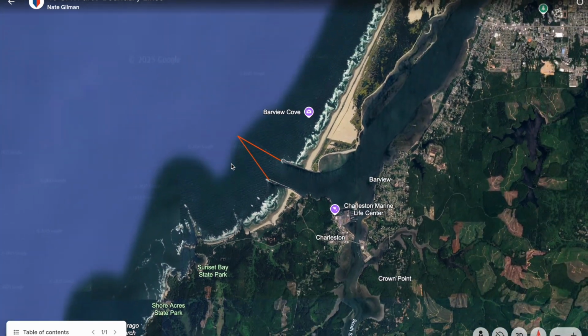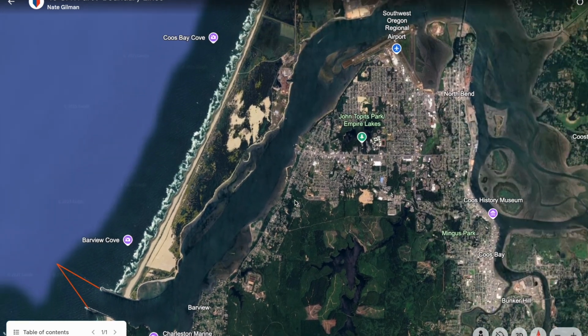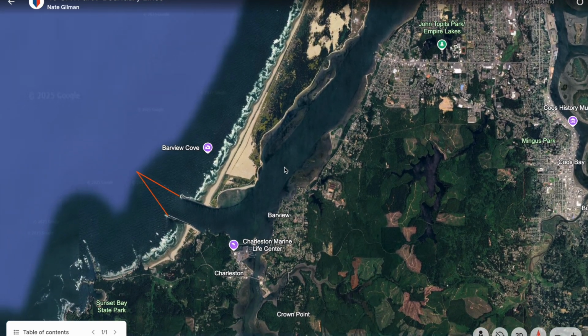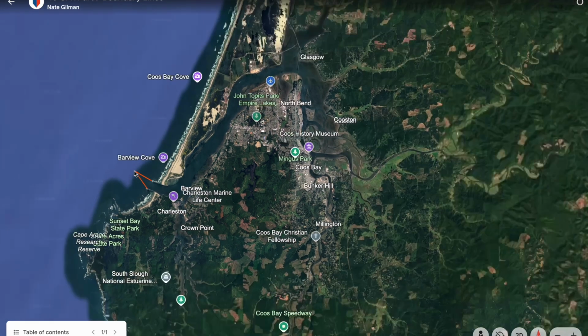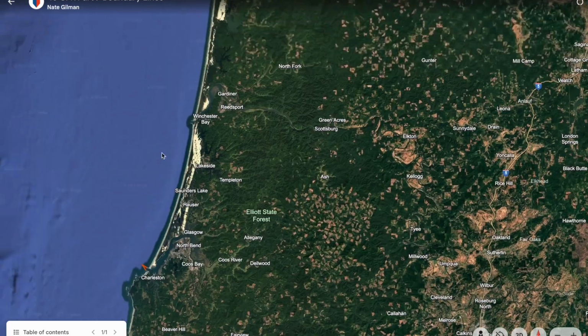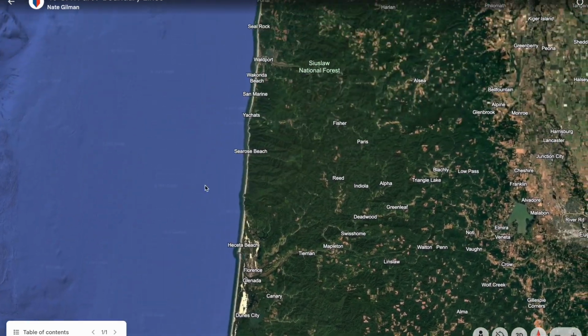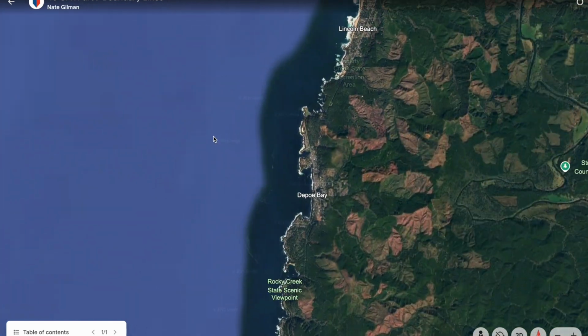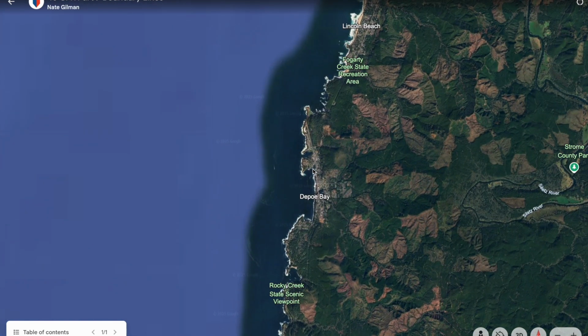Coming here in Charleston and up here into Coos Bay, you can see everything up the Coos Bay is going to be inland, and everything out to the safe water buoy is going to be near coastal. Going all the way up the Oregon coast is pretty much the same thing.